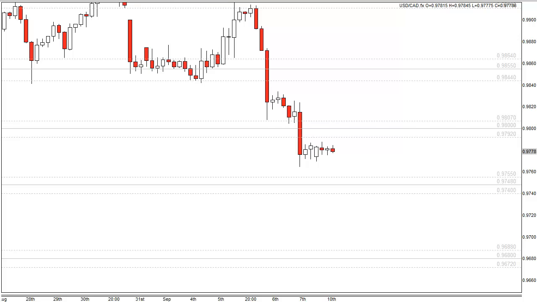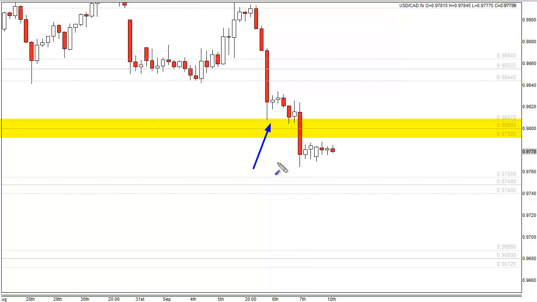Okay, so let's start with resistance. Above the current level on USD-CAD, we have the 0.9790 through to the 0.9810 resistance level. It is a reasonably strong area of resistance. It's acted well in the past. Just last week, we could see that it acted as support. It held the price back when it first hit it, and it held the price back temporarily on the second hit. Eventually, it broke through.